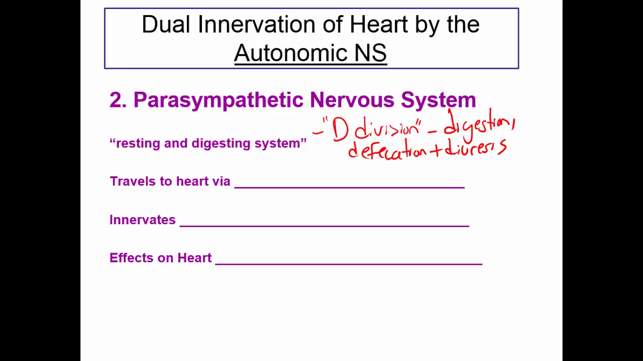The parasympathetic nervous system travels to the heart through the vagus nerve, and it innervates the SA node and the AV nodes. Its effect on your heart rate is to decrease your heart rate. So if we think about it, when you're at rest, most people's heart rate is anywhere from 70 to 80 beats a minute, or maybe even lower, maybe 60.